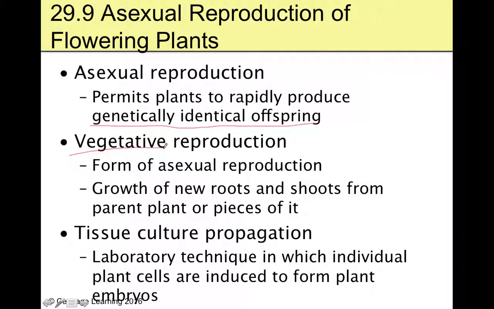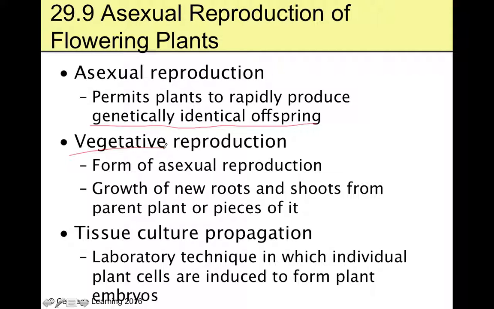And that's a form of asexual reproduction where you grow new roots and shoots from the parent plant or pieces of the plant. Some plants, like potatoes, make tubers, and the tubers make brand new potato plants that are exactly genetically identical to the parent. Other plants can drop little leaflets, which are identical to the parent plant. There's lots of ways to vegetatively propagate.